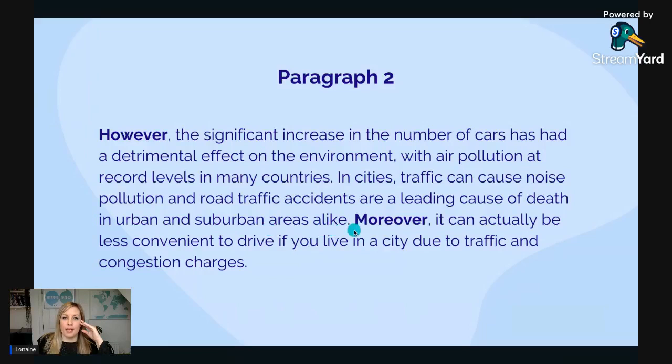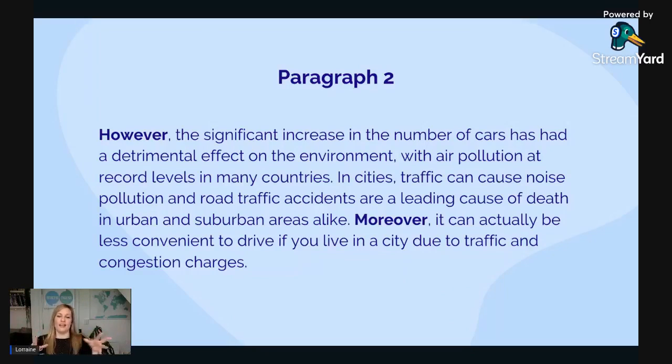Urban and suburban areas alike. So here we've got some nice word formation, haven't we? Urban means the city centre or built up areas, busy areas where there are lots of buildings and cars in this case. Suburban is the next level out in a city plan. So suburban, the sub means we use that prefix to talk about something which is slightly under. So it's not quite as built up as an urban area, but it's suburban.